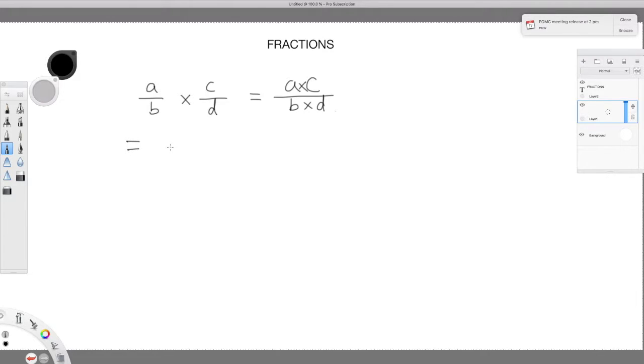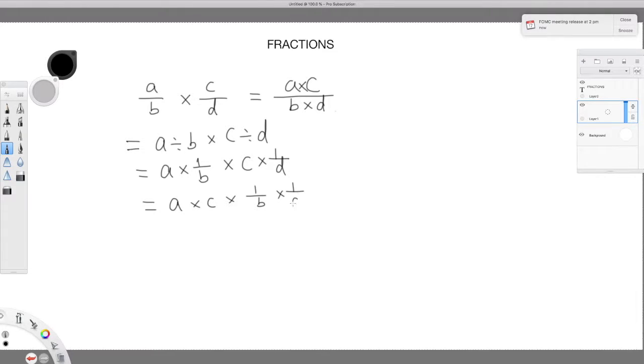of using the techniques that we have done in the operations. So a over b is really a divided by b times c divided by d. But we know that division is really multiplication by the reciprocal. So a divided by b equals a times 1/b, times c times 1/d. And next, we're using the commutative property, and this equals a times c times 1/b times 1/d. And then we're using the associative property. This equals this multiplied and this multiplied together. This equals a times c divided by b times d.